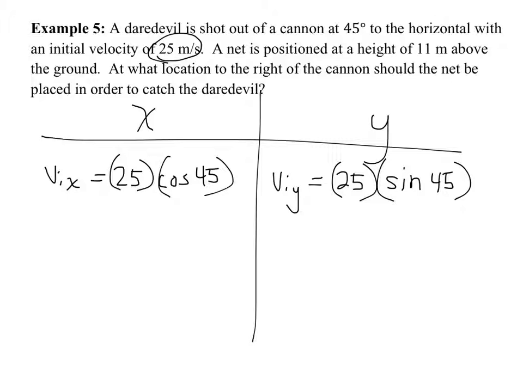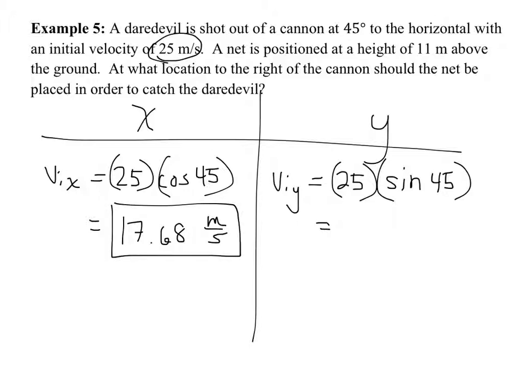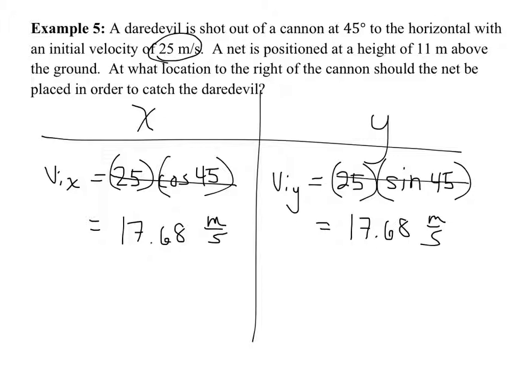So 25 cos 45. What do you get? 17.68. So what should VIY be? Same thing, 17.68. Check it though, please. Go ahead and check it to make sure that it is. Remember, you can cross this off once you've evaluated it, just so you remember that you've already done that. But it should be 17.68 in both directions.